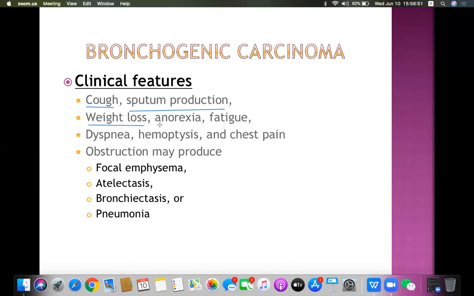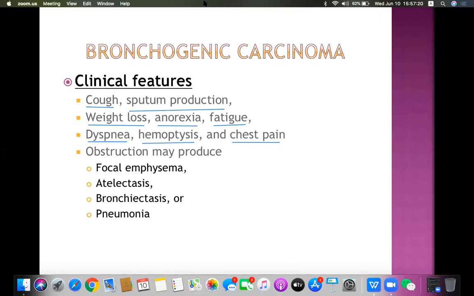The person develops anorexia. Anorexia means loss of appetite, and there is fatigue. Now this fatigue or fatigability is because of anemia. Anemia is very, very common in malignancy. Another set of clinical features may be dyspnea, or difficulty in breathing. We already talked about hemoptysis, that is coughing out blood, and chest pain.